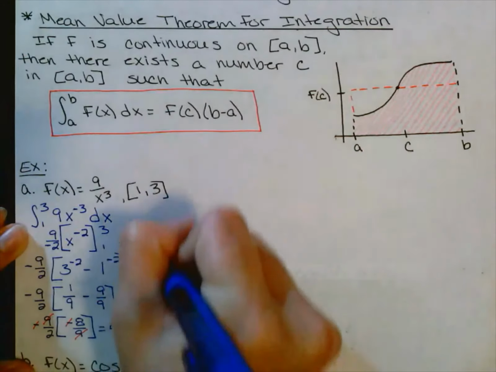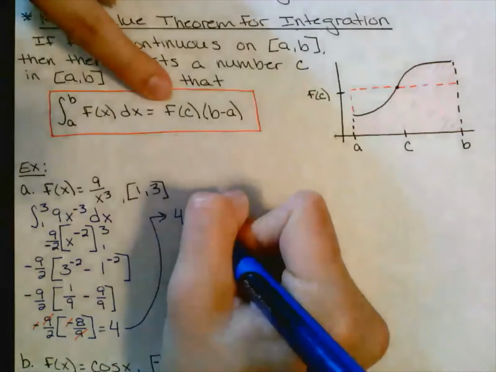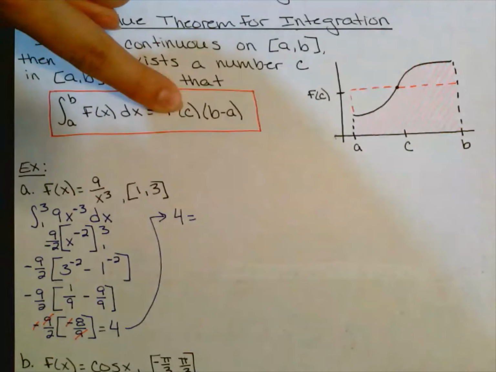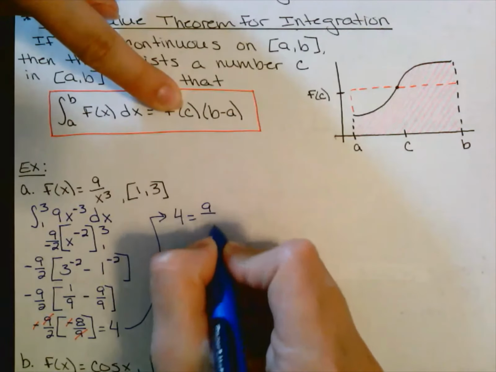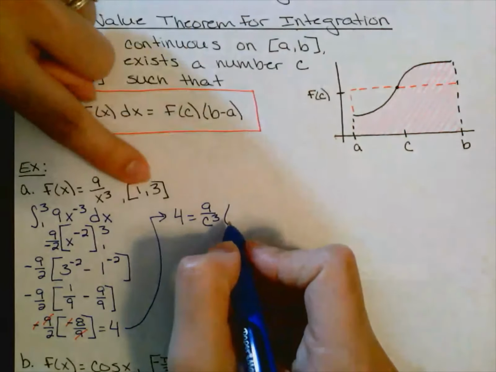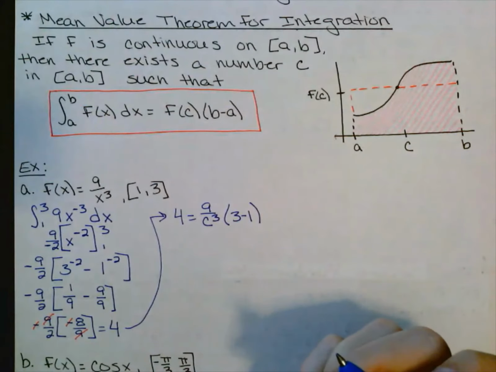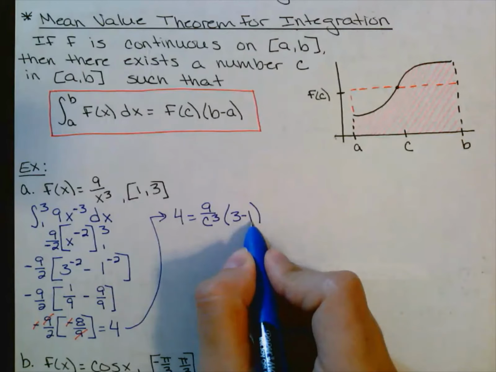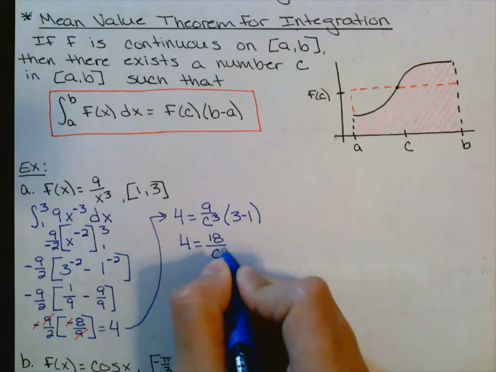Now, I'm going to grab that 4, and if that's the answer to my integration, I'm going to say 4 equals my function. Here's my function, and I'm going to plug c in. So my function is going to read 9 over, instead of x cubed, I'm going to plug in that c, times b minus a, which here's my a and my b, so 3 minus 1. And now this is a simple algebraic equation, just going to solve for c. So 3 minus 1 is 2. 2 times 9 is 18. So I could say 4 equals 18 over c cubed.